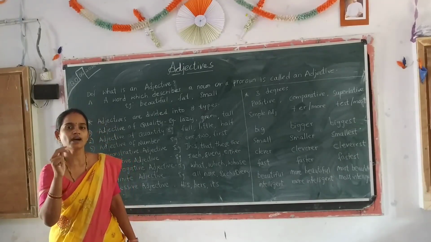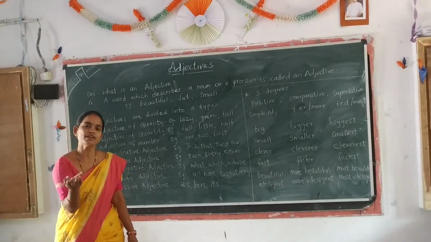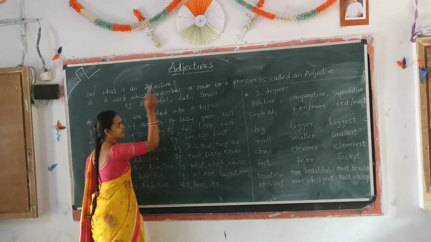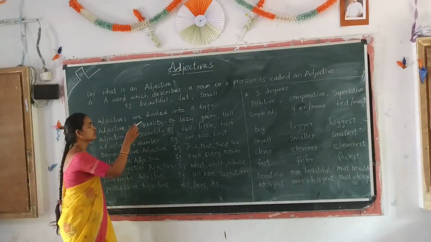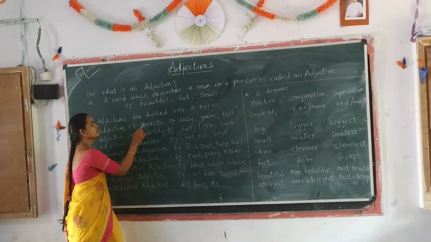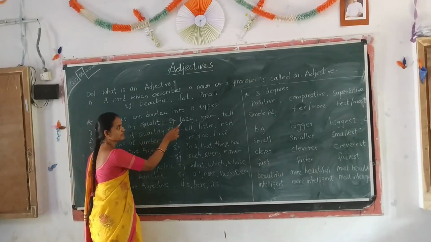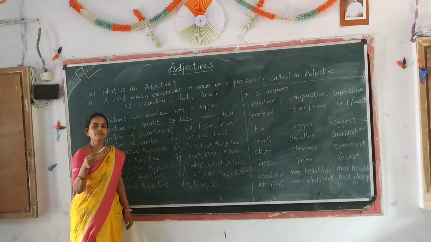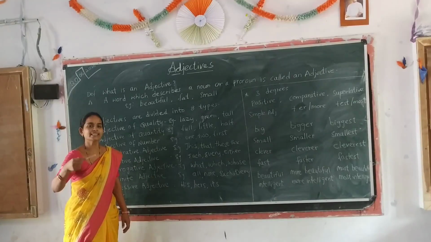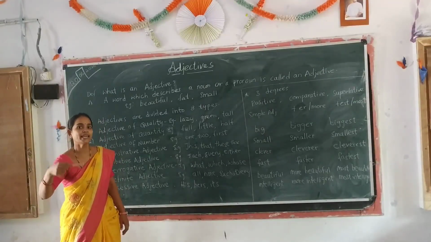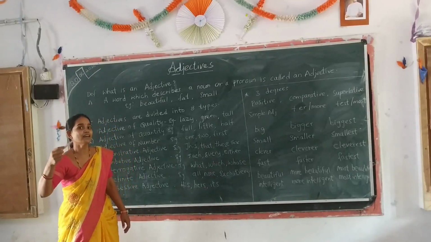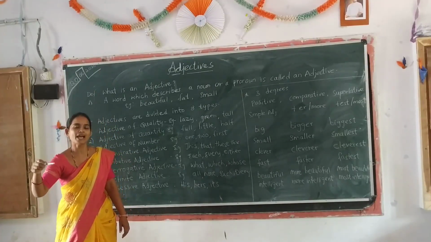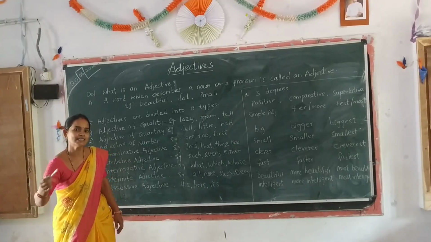So like that, we had more adjectives, we had types of adjectives. Adjectives are divided into 8 types. Adjective of quality. Examples: lazy, green, tall. Children, we have to consider all the qualities. Lazy, clever, intelligent, small, big, thin, fat. And all the colors also come under adjectives. Green, yellow, blue, white, black. All the colors come under adjectives only.